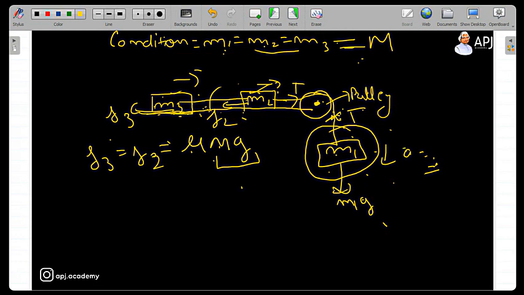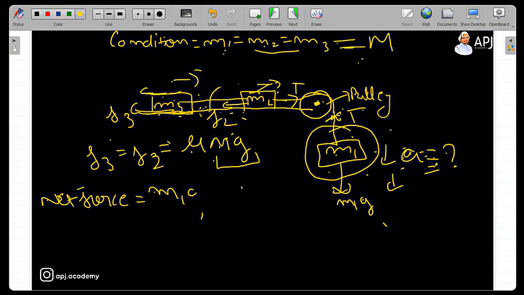Now listen carefully. If this block is accelerating downwards, okay, the M1 block is accelerating downwards, and on M2 and M3, a friction force is acting backwards. So what is the net force on the system of M1, M2 and M3? Net force on the system will be what? M1g minus 2 mu mg. Okay, m1g minus 2 mu mg.